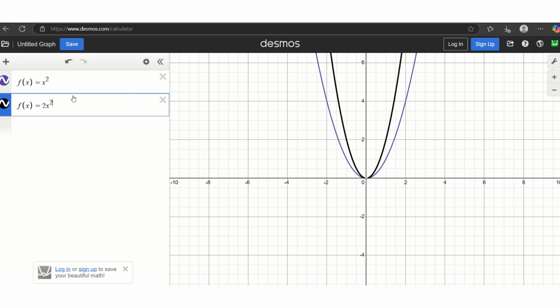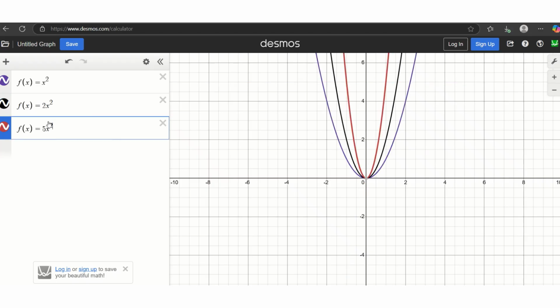If I change the 2 out front to a 5, it should essentially stretch it even more. Now, these get a little bit dicier to deal with. They're harder to see. It's a little bit harder to find points on there, and they get a little bit harder to compare. So sometimes it might be hard to see, well, did it really get narrower? And you actually need to graph them all at once so you can see, oh my word, yes.